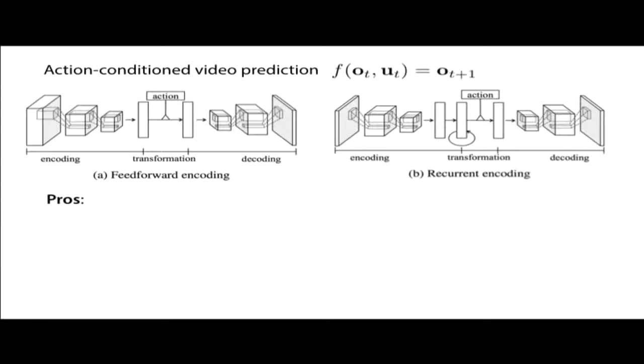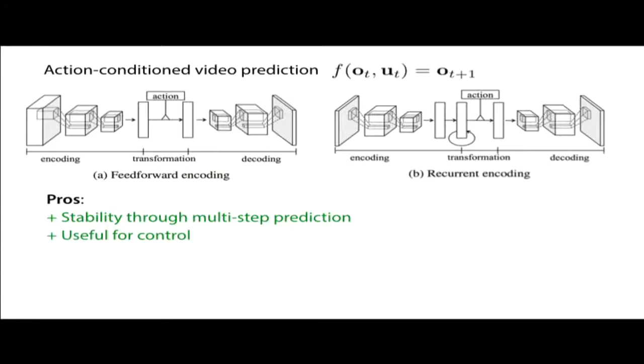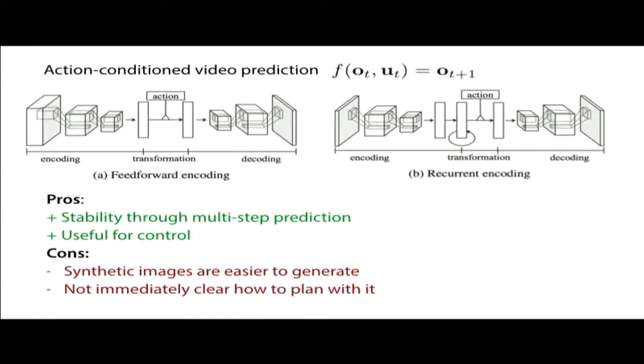Okay, so some of the pros and cons of this paper. With multi-frame prediction, they're able to get a lot of stability from their predictions. It's also useful for control, with the caveat that I mentioned before. And some of the cons are that synthetic images are a lot easier to generate. So as we'll see next, if you try and take this model on real images, it's really not going to work well.